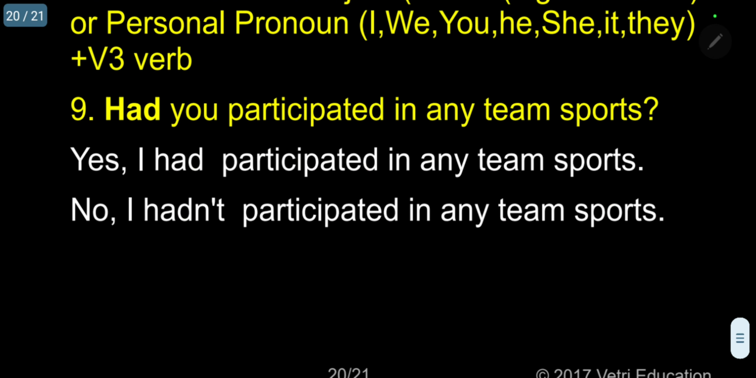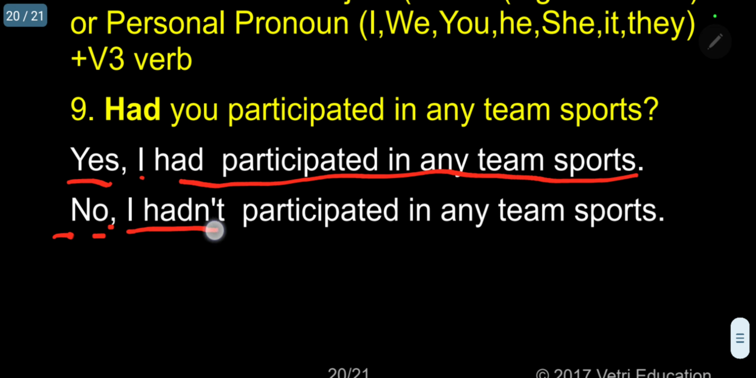Number 9. Had you participated in any team sports? Two possibilities. If participated, yes. Not participated, no. If participated, yes. The question is you, so I had participated in any team sports. If it is no, no, I hadn't participated in any team sports.